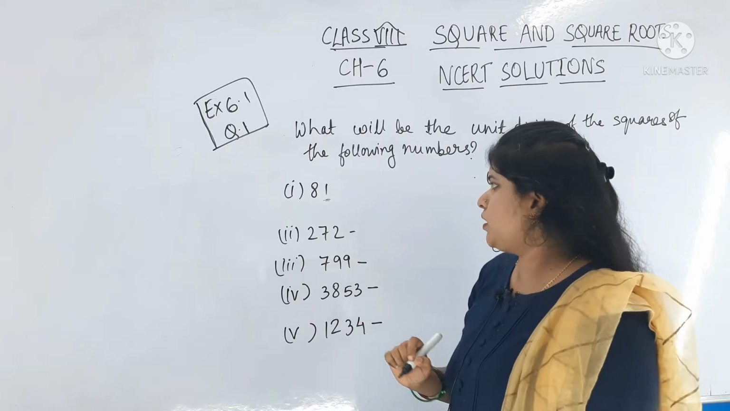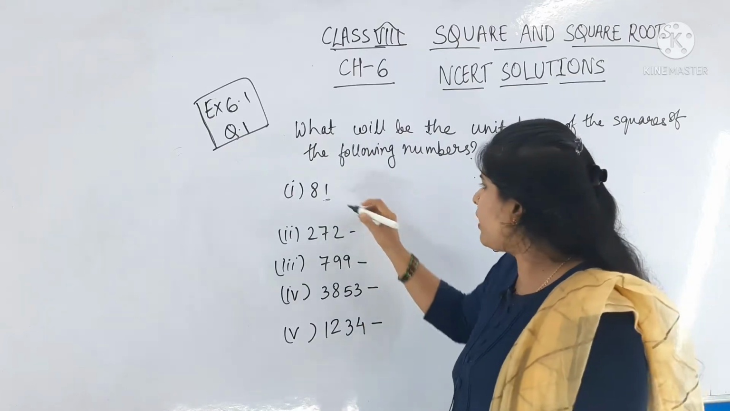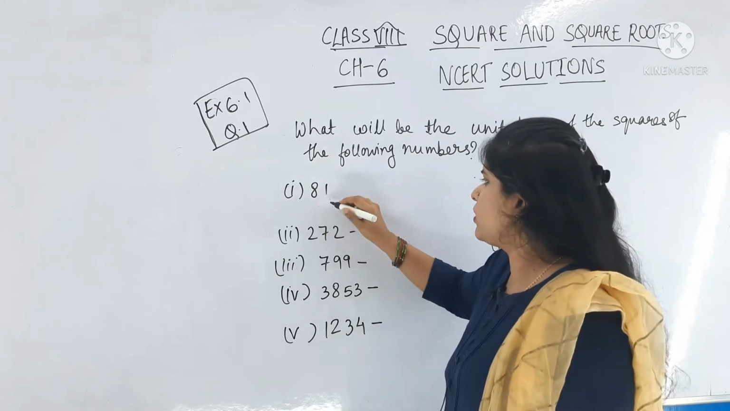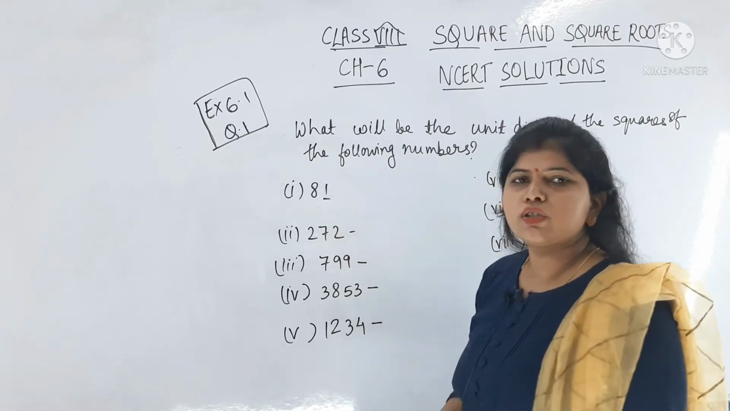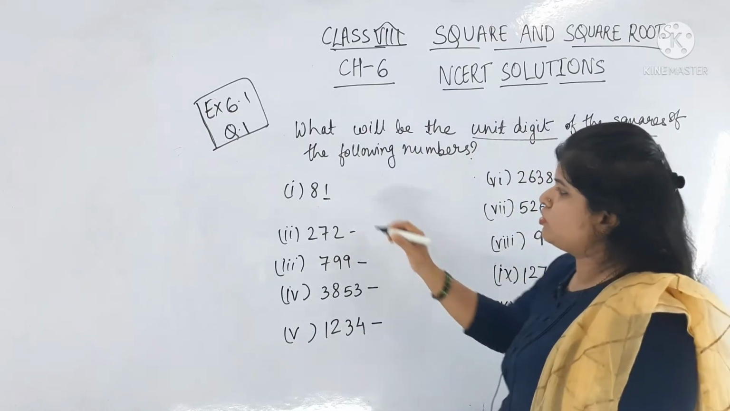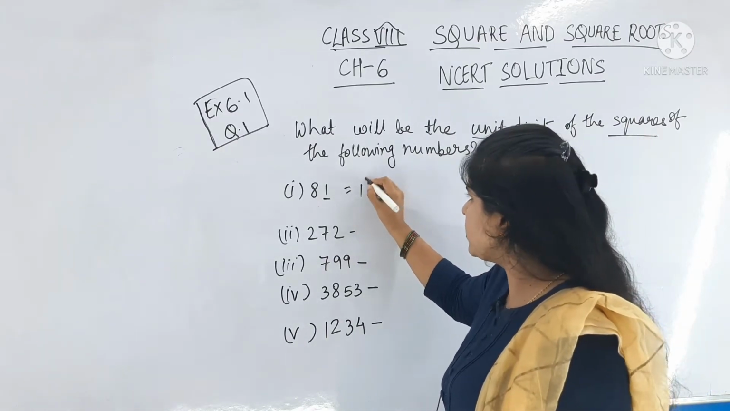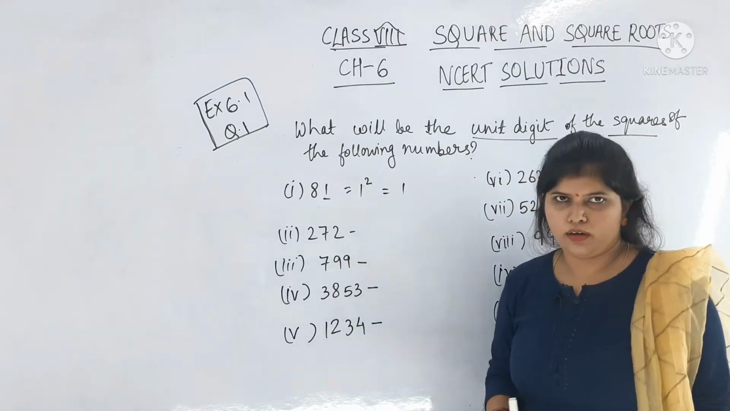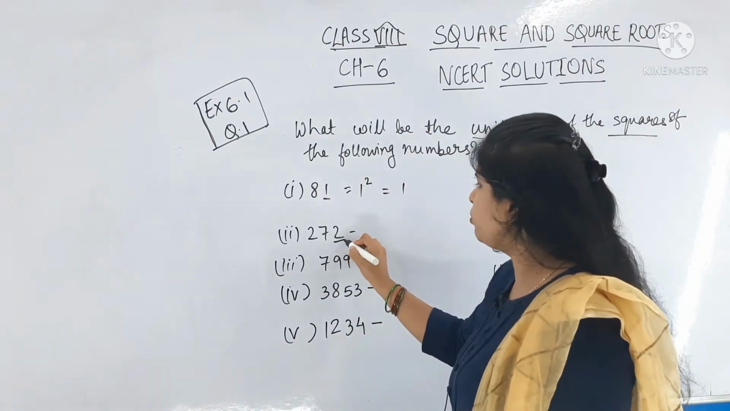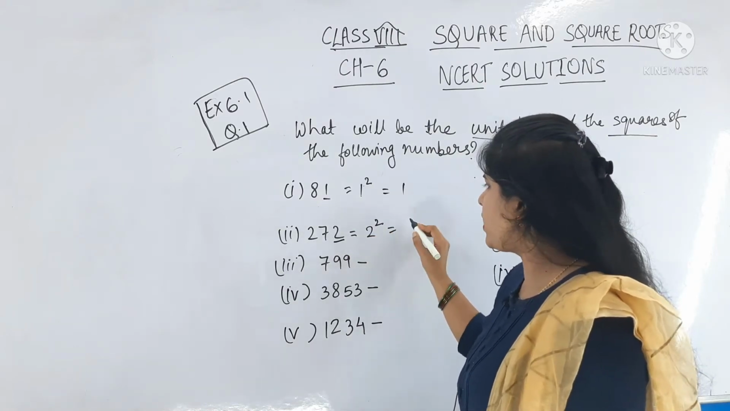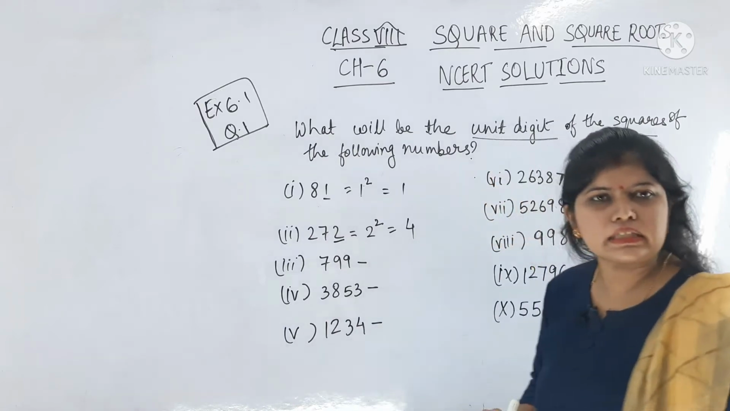So we will see what we have to do. This is the unit digit. Okay, this one is the unit digit. We have to tell the unit digit of the squares. So we have to square this unit digit, 1 square. So I will get the answer as 1. Here 2. I am squaring this, 2 square. So I am getting 4 as the unit digit.